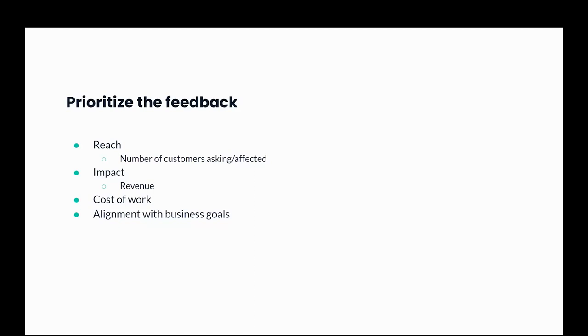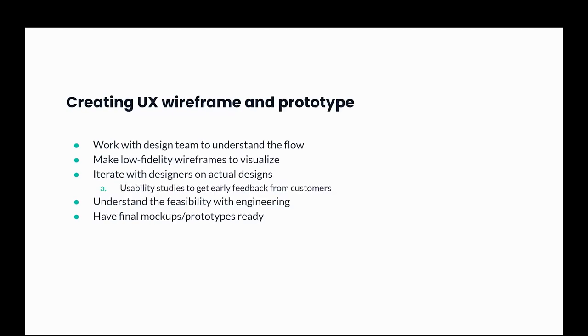Sometimes you would also have to look at top customer requests, even if they have higher costs. For example, though they might not have a higher reach because only a set of customers are impacted, they might have higher impact because large customers may have higher revenue, but the cost of work may also be higher. So you may also want to adhere to that feedback because those are your top customers. Now, let's move on to the next step.